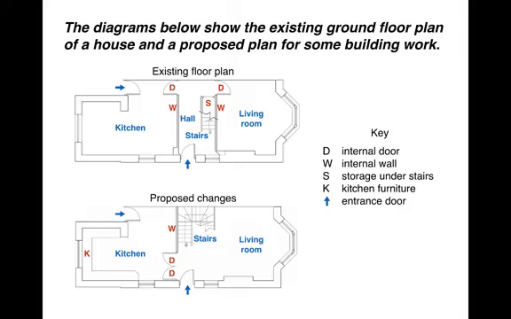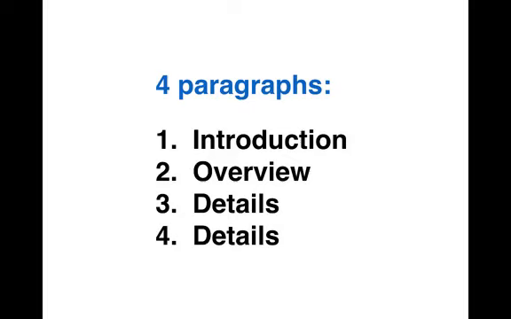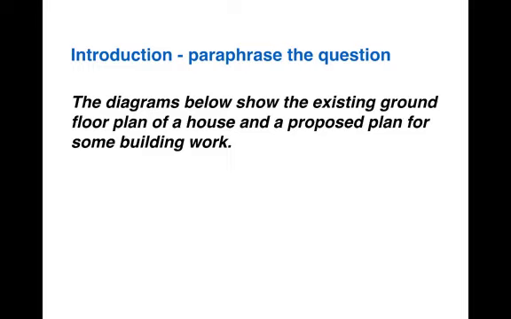So we're going to use the present tense and the future tense with will, because the proposed diagram is for the future. It hasn't been done yet. Okay, let's go through our normal process of writing 4 paragraphs. Introduction, overview, and 2 paragraphs of details. Starting with the introduction, we just need to paraphrase the question. Here's the question again, and we'll go through section by section, rewriting.